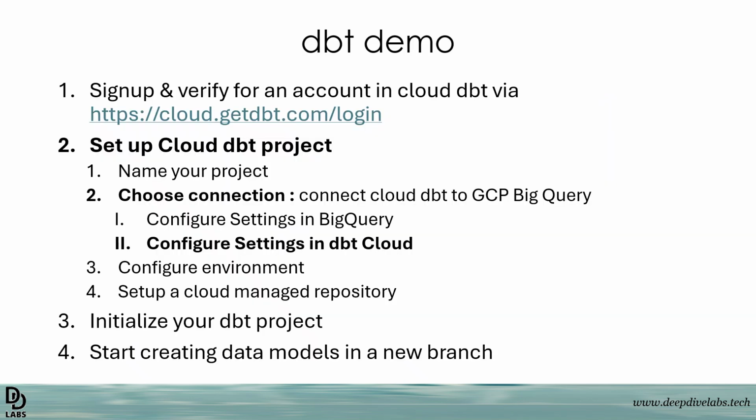So going back to our DPT, we have signed up for the Cloud DPT account, given the name. We are in the process of choosing connection. So we have set the connection, configured the settings in BigQuery. Now we are going to upload the JSON that we have created into your Cloud DPT so that the connections can be made.